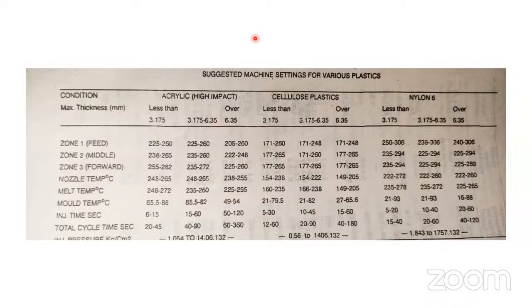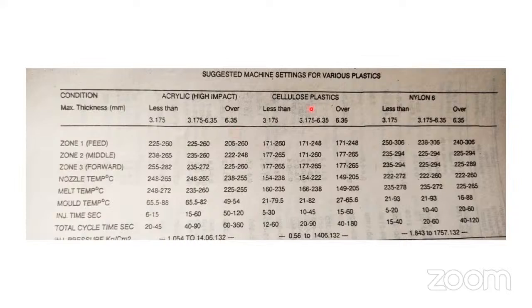Here are some process parameters I am going to show you, and how these parameters vary as per the material. The basic structures are acrylic polymer, which is a high impact acrylic polymer, then cellulose plastics and nylon. See, the maximum thickness of the article is less than 3 mm. Here in the middle one, it is over 6.30. The article thickness is higher in this case.